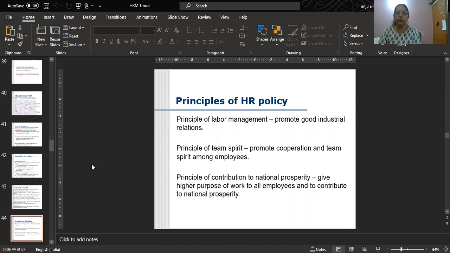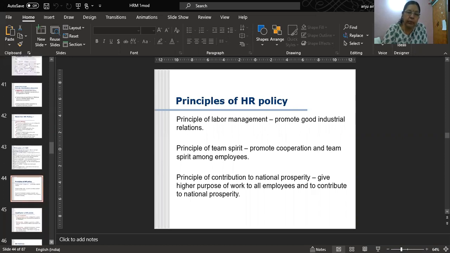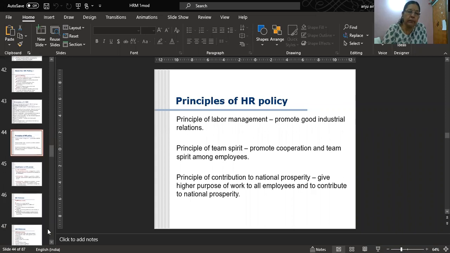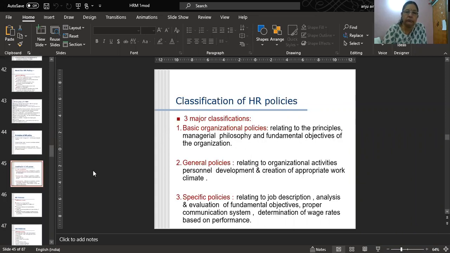Principle of contribution to national prosperity is where the employees should understand that whatever work they are doing, it is contributing to the nation's growth. It is contributing to the nation's prosperity. So they should also do their contribution well towards the growth of the nation. That is principle of contribution to national prosperity. So these are all the principles of HR.